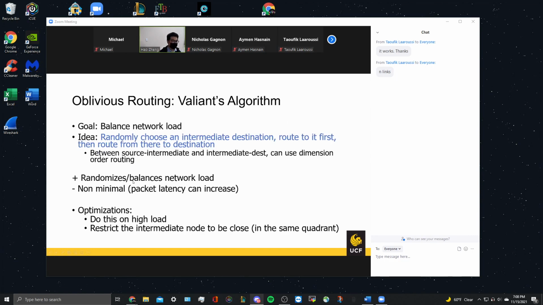Okay. So I believe one is, balance the network. I will randomly choose an intermediate destination, route to it first, then route from there to the destination. Right? So the randomness can somehow balance the network load, but it's not the minimum path. Right? So an optimization is to do this only on high load, and restrict the intermediate node to be close.